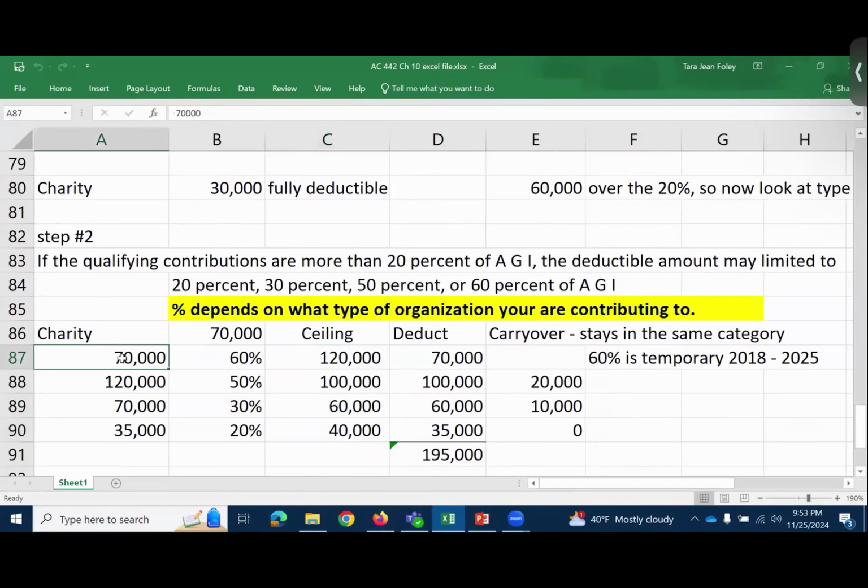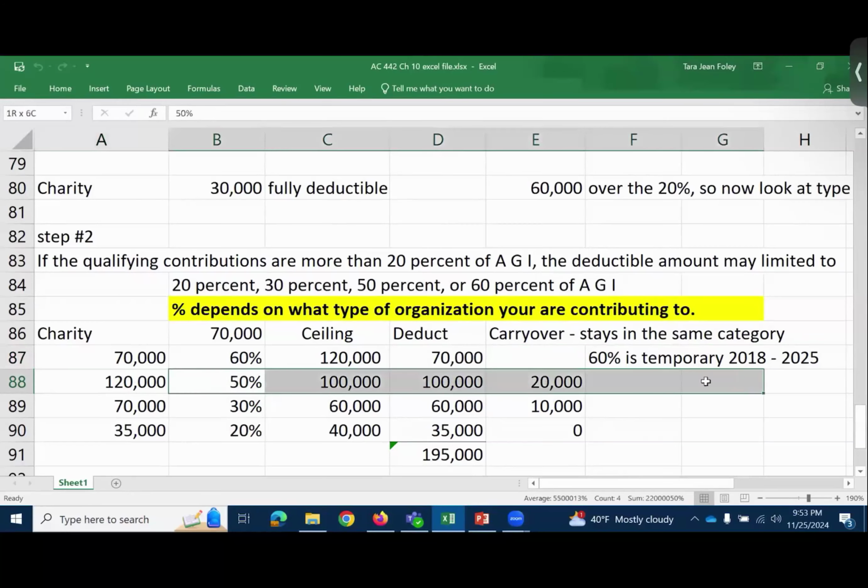I have $70,000 I contributed to the 60% type of organization. I can deduct anything up to 120, so I can deduct the whole 70,000, and there's nothing to carry over. This 60% is temporary, between 2018 and 2025. I have $120,000 I contributed to the 50% organizations. My ceiling is only 100,000. I contributed 120, but I can only deduct 100,000. That 20,000 difference I carry over to next year, and I keep it in that category.